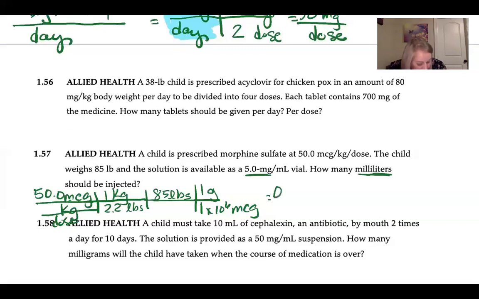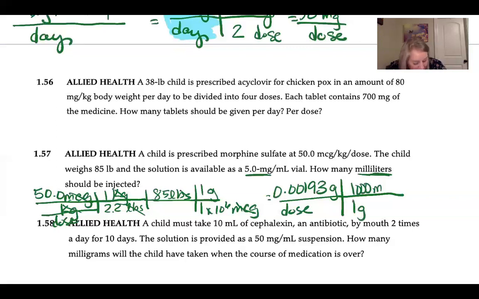So what do I get? I get 0.00193 grams per dose. Let's make sure my units cancel out. Micrograms, kilograms, pounds. So I ended up in grams per dose. Great. Now, I'm not quite there yet, right? I have grams per dose, but now I need to convert to milligrams. So I'm going to do another conversion factor, and I'm going to say I have in 1 gram, 1,000 milligrams.